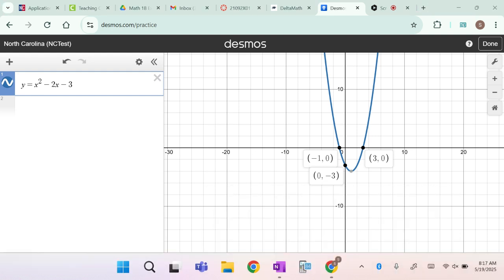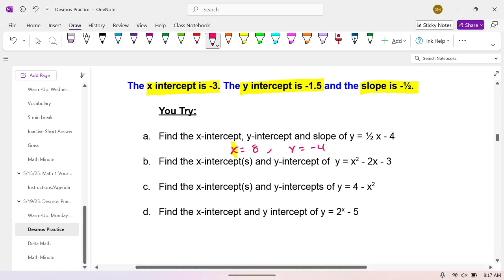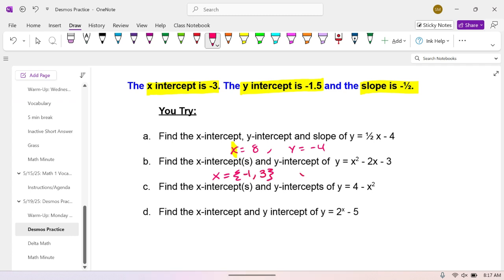Now remember, if it's not a linear graph, they may have more than one x-intercept, especially if it's quadratic. See, this is just so as long as it's on the x-axis, it's fair game.